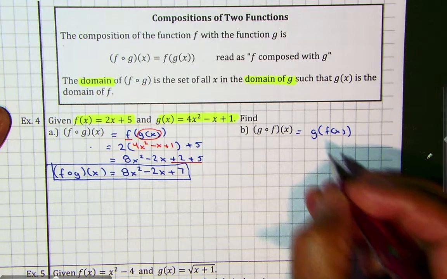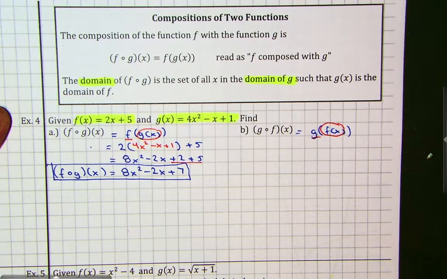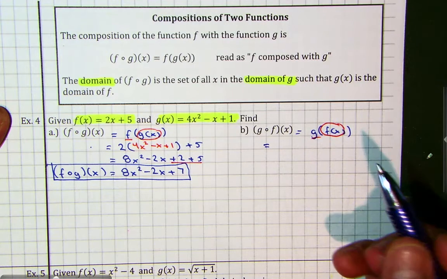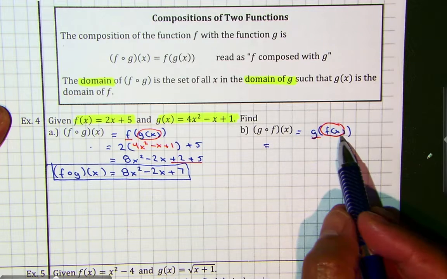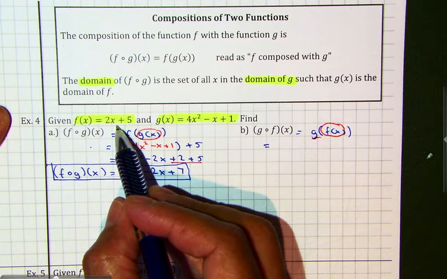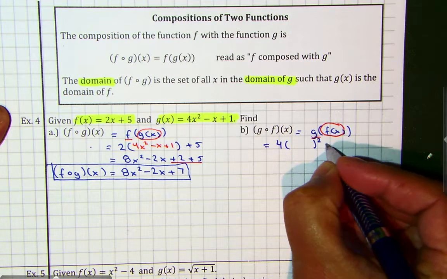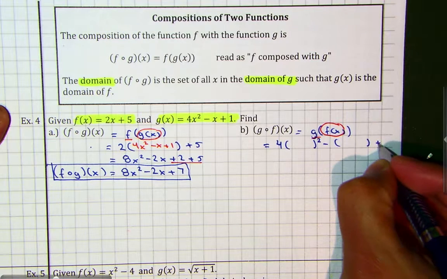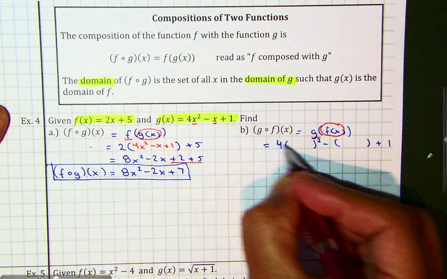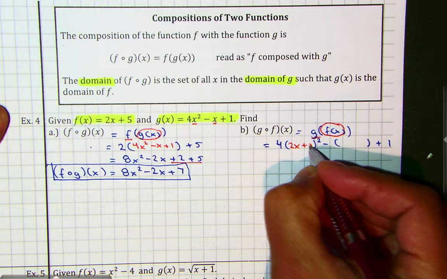So I'm going to plug in my f function inside my g function. Let me make sure I have enough space, so I'm going to move over here. So therefore, I'm going to write down my g function first, but instead of the x's, I'm going to leave some space so I can plug in my f of x. So therefore, it'll be 4x squared minus x plus 1. And instead of my x, and notice that in this case I had two x's, so therefore I'm going to plug it in twice. I'm going to replace it with 2x plus 5.